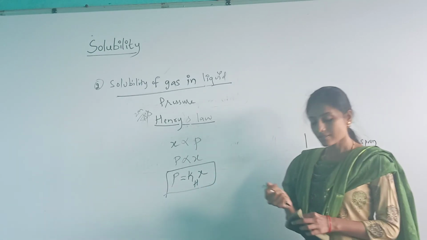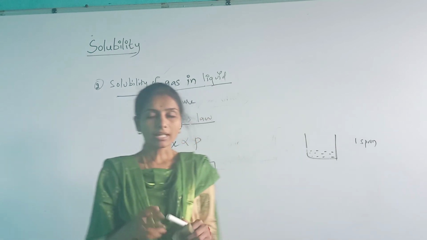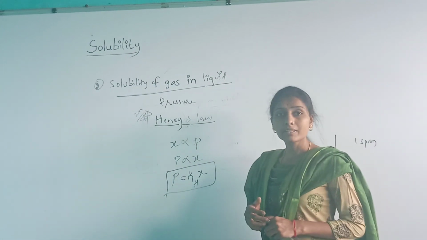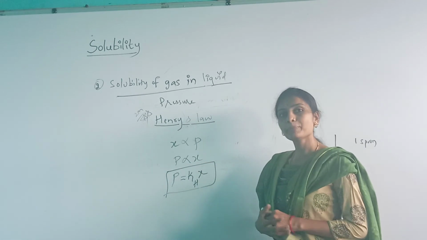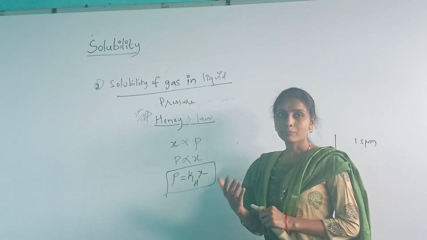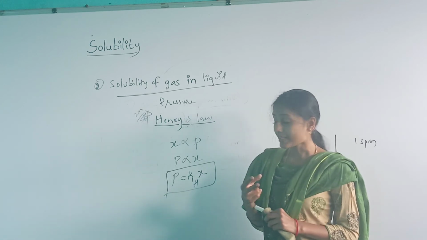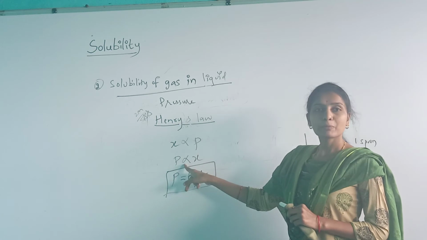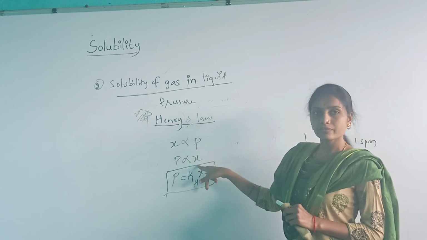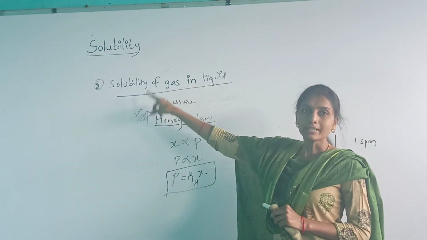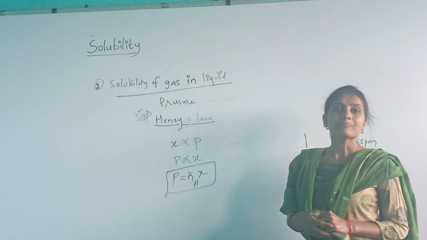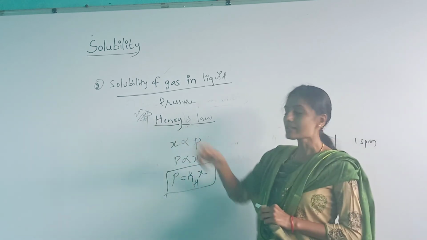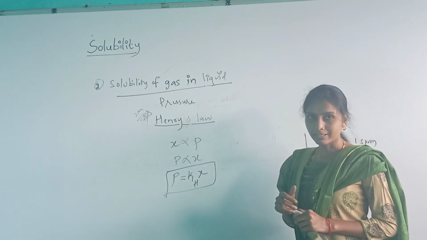The Henry's law. What is the statement? I can define in two ways. The solubility of a gas in liquid is directly proportional to the partial pressure of the gas present upon the liquid. One way. Second way, the partial pressure of a gas is directly proportional to the mole fraction of a gas during solubility of a gas in liquid. This was about the Henry's law. Again, it is important for 2 marks.